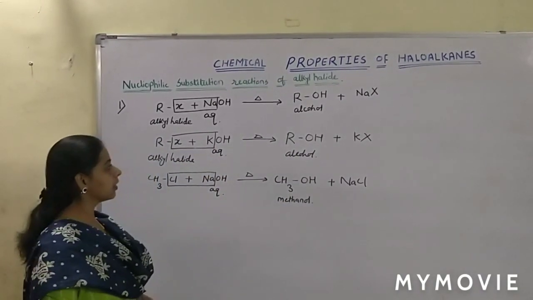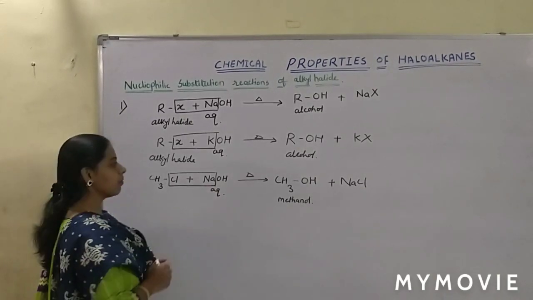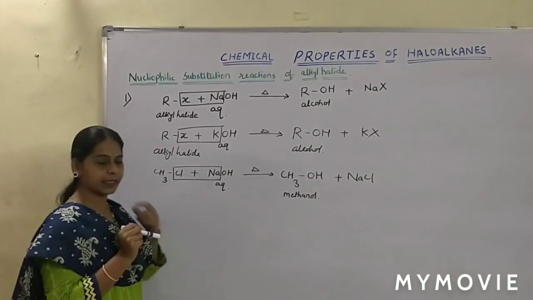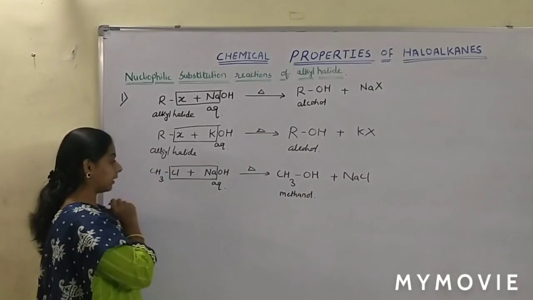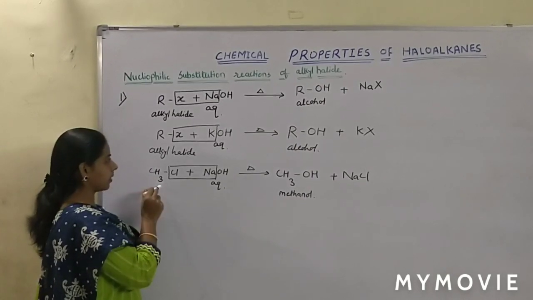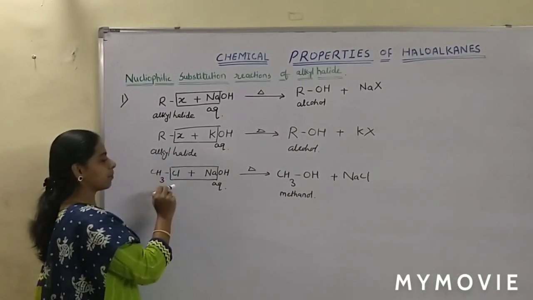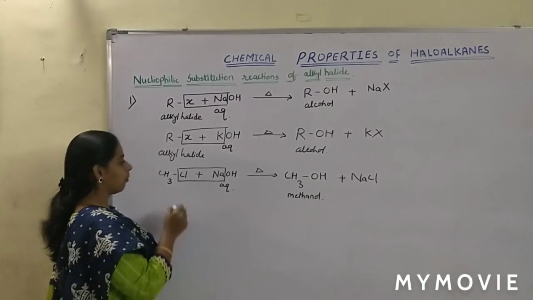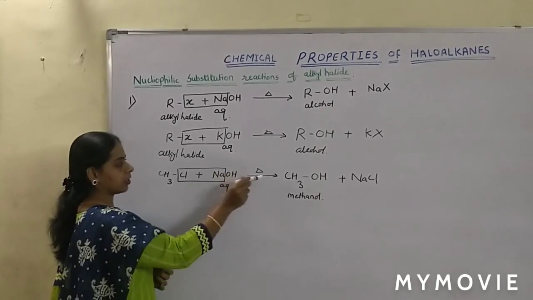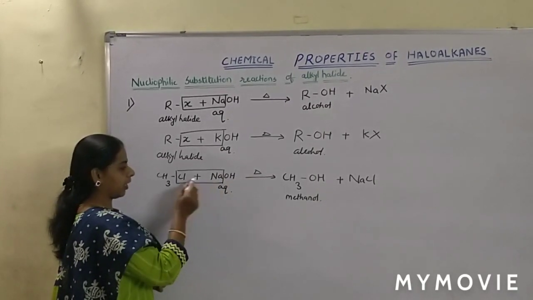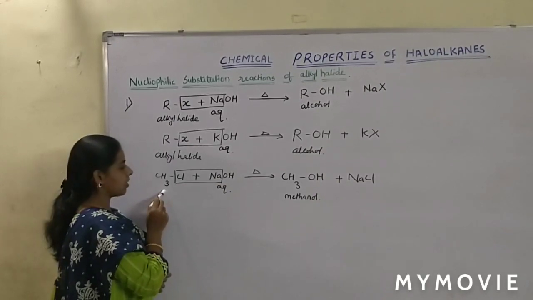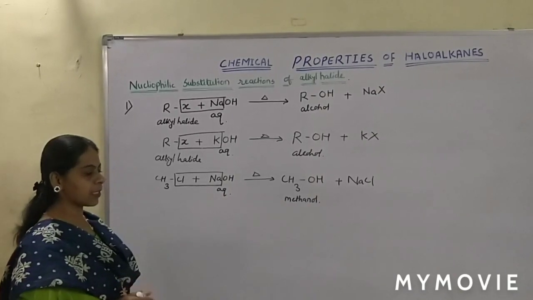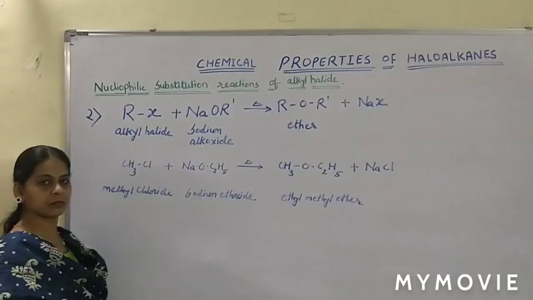Now these are the general reactions. We will see some specific reactions of the same reaction. Here R can be replaced by any alkyl group. So I am replacing R by CH3 and X by Cl. This is an example of an alkyl halide, methyl chloride. Methyl chloride reacts with aqueous NaOH under heat. Again there is a formation of NaCl as a byproduct and the main product is CH3OH. CH3OH is the alcohol, here the specific name of the alcohol is methanol.